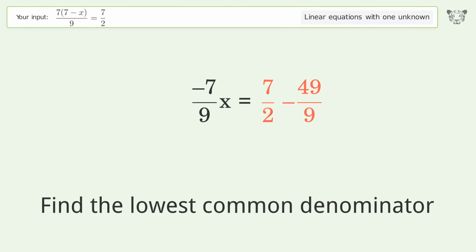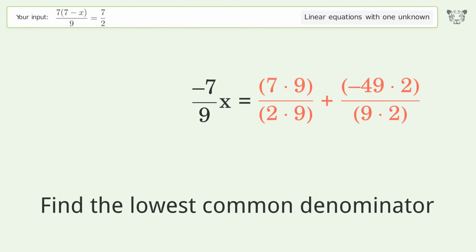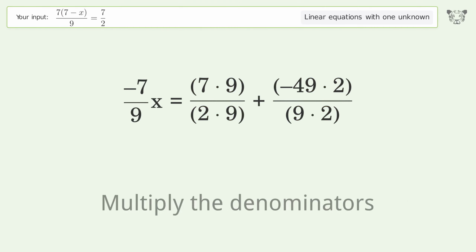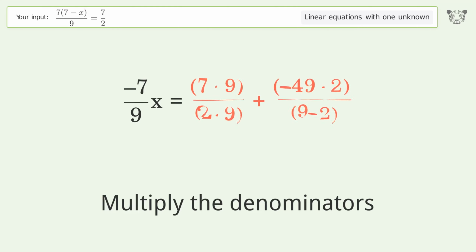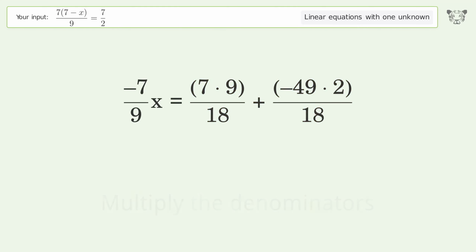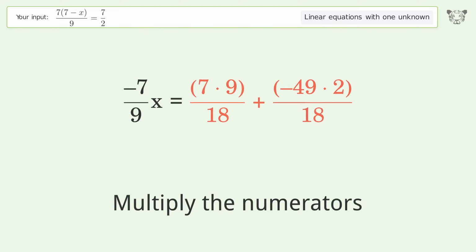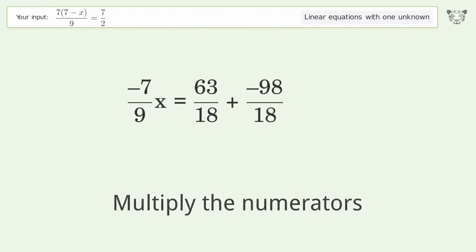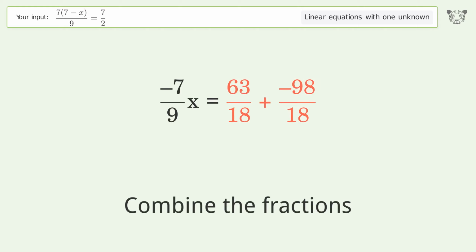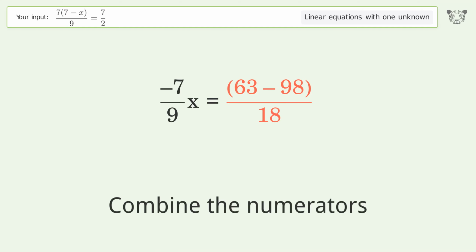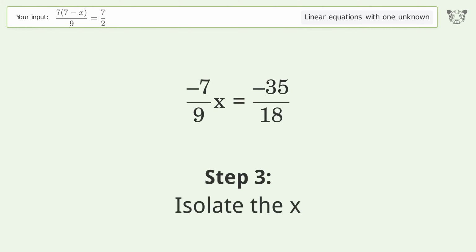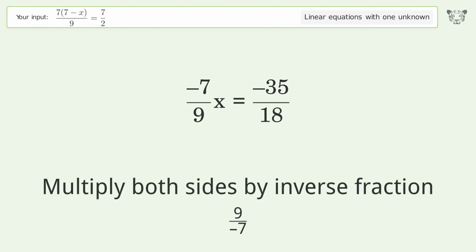Find the lowest common denominator. Multiply the denominators. Multiply the numerators. Combine the fractions. Combine the numerators. Isolate the x. Multiply both sides by the inverse fraction 9/7.